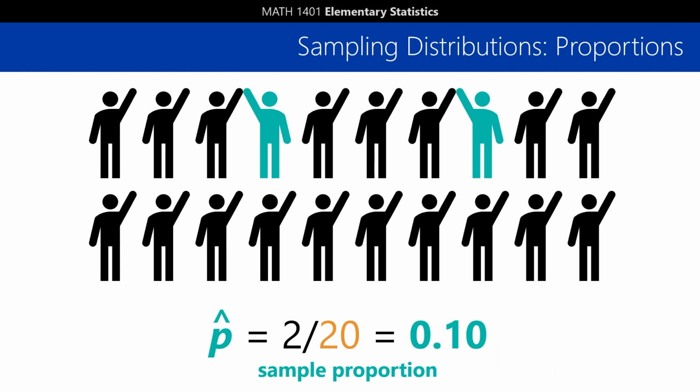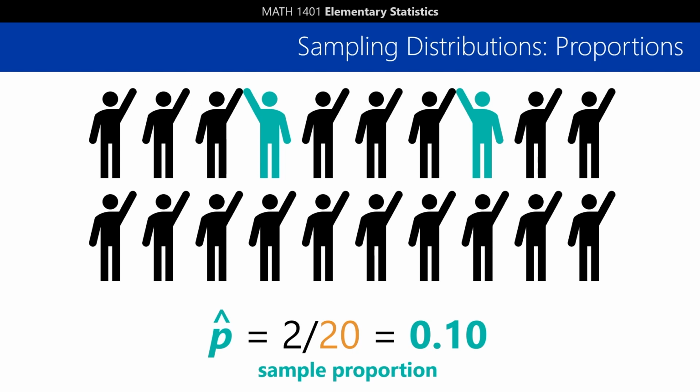Now, if we take a sample of people and we figure out what proportion of that sample is left-handed, that's called a sample proportion, which we usually write as P with a little hat over it, and we call it P hat out loud. For example, if we sample 20 people and 2 of them are left-handed, then P hat equals 2 out of 20, which comes out again to 10%.